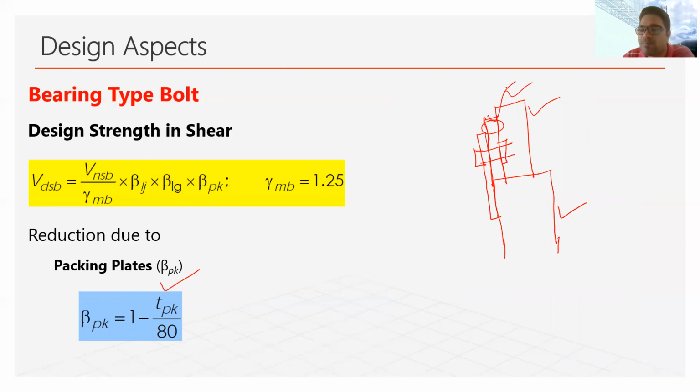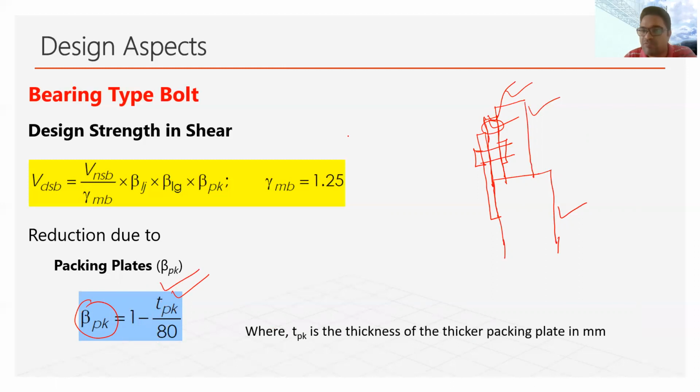This packing plate generally reduces the strength of the joint. To counter this effect, we calculate this factor which is called beta pk, and it measures the effect of the packing plate. We can calculate this using this formula: 1 minus tpk by 80, where tpk is the thickness of the thicker packing plate. So if we are using two plates of different thickness, then we will take the thickness which is the higher one.